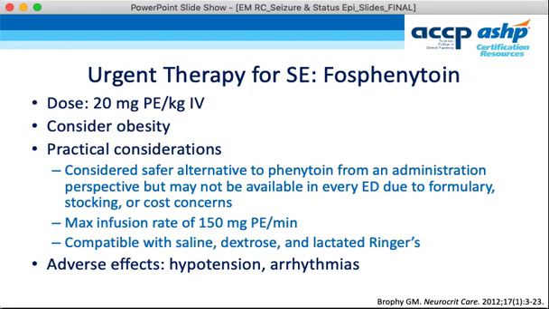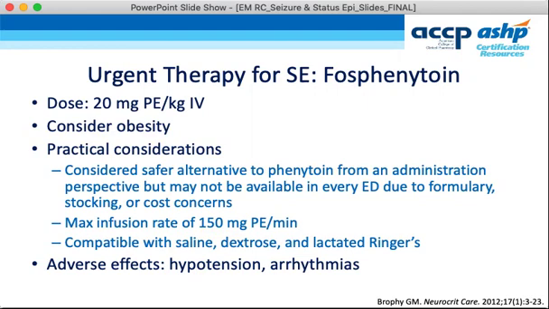When you look at practical considerations, it's typically a safer alternative to phenytoin from an administration perspective, as it's more aqueous. It's available in multiple different solutions, including saline, dextrose, and lactated ringers. And it has a faster infusion rate of 150 milligrams per minute compared to 50 milligrams per minute with phenytoin. That being said, remember, it's a prodrug and does take time for conversion to take place.